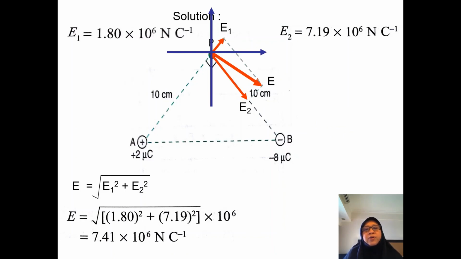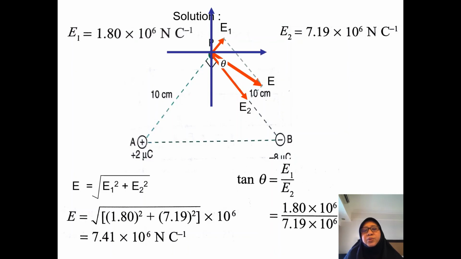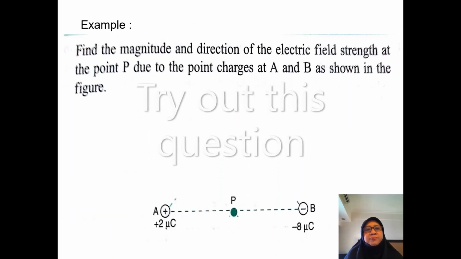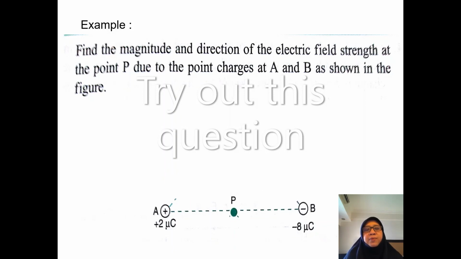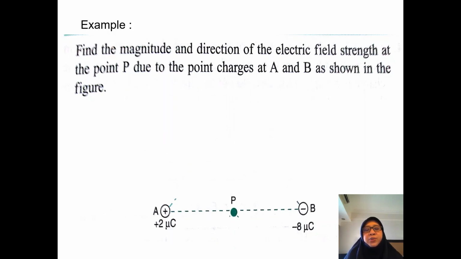For the direction, you can use tangent, the angle here, tangent of E1 per E2. Substitute these two values also and you get theta equals 14.1 degrees to the line joining PB. Okay, so that's the example. And then we try one more. If the point P is changed to the middle position.